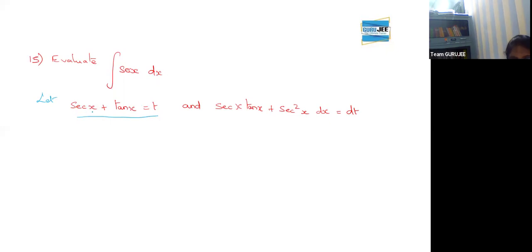When you differentiate sec x plus tan x, you will get the result. For sec x, you will get sec x tan x. For tan x, you will get secant square x dx. This is the derivative. Then this will be equal to dt. Sec x tan x plus sec square x dx equal to dt. We have the common term sec x in both the terms, so take this common sec x outside: sec x into tan x plus sec x dx equal to dt.